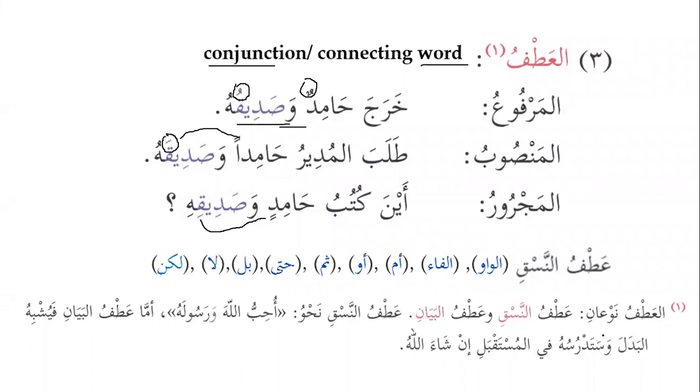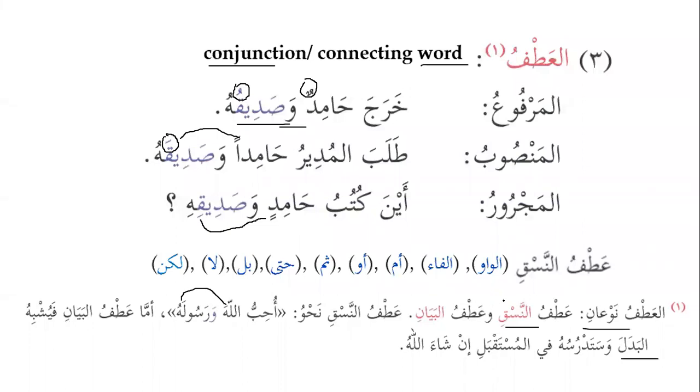Al-Atfu Naw'an. There are two types of Al-Atf. Atfu Nasqi wa Atfu Al-Bayani. And this one is basically the most common one. Al-Nasqi, like the one that has the symmetry, like similar things. Atfu Nasqi, Nahu Uhibu Allah wa Rasulahu. So as we can see here, Ismu Jalala is Mansub and also Rasulahu is also Mansub. Amma Atfu Al-Bayani. فَيُشْبِهُ الْبَدَلَ وَسَتَدْرُسُهُ فِي الْمُسْتَقْبَلِ inshallah. That resembles badal, and inshallah you will take it in the coming lessons.